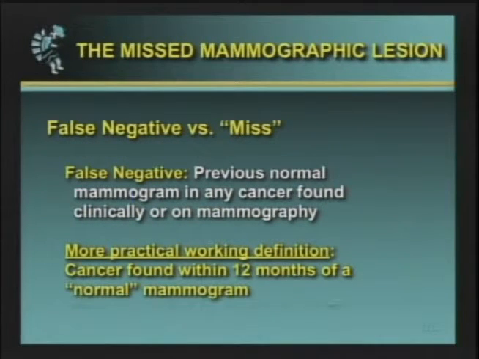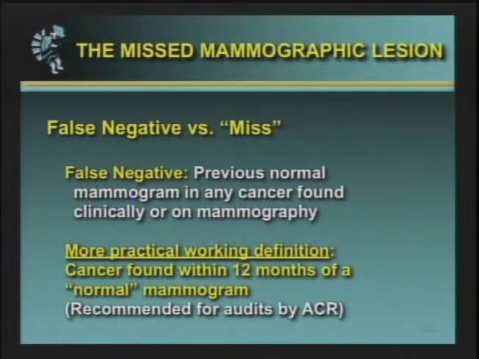But a more practical working definition is to go back just 12 months and say if a cancer was diagnosed within the last 12 months, we would consider that a false positive or a false negative study. And that's mainly for the purposes of our audit. We try to do our audit every year. And it's also, we hope, the interval at which women are being screened. Of course, we know that's not always the case. But that's why a practical working definition is just to say a cancer that's been diagnosed within 12 months of an examination that was read as normal.